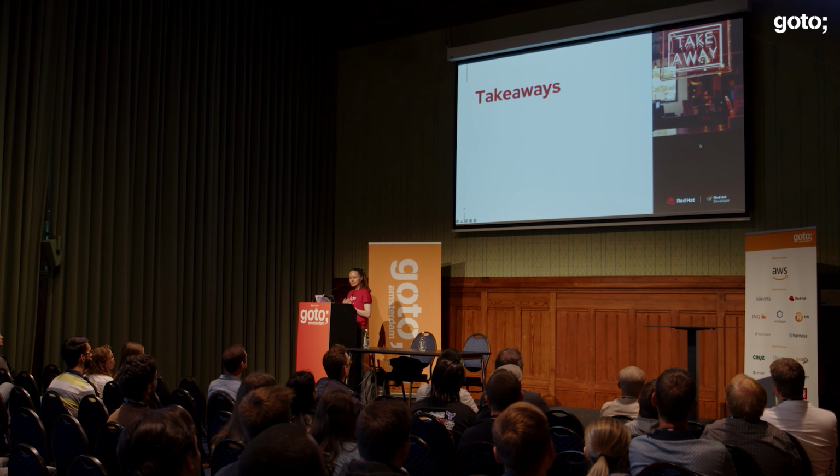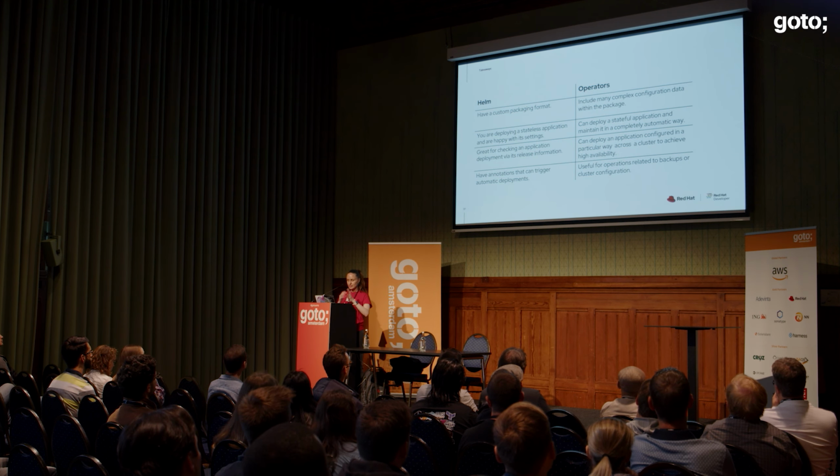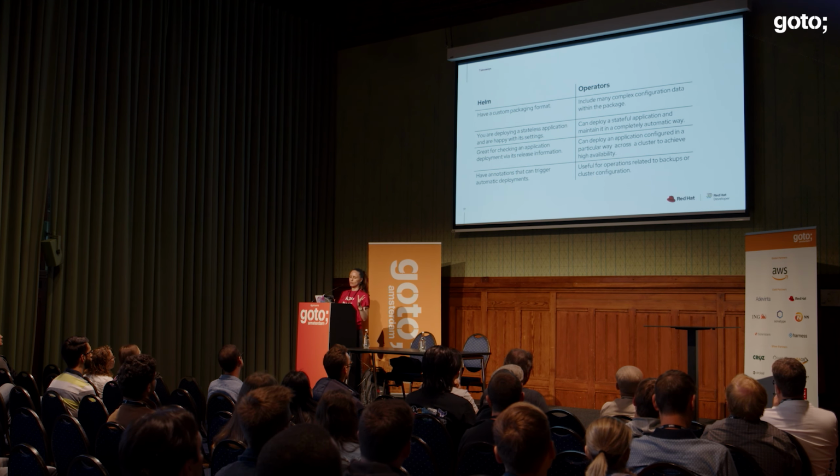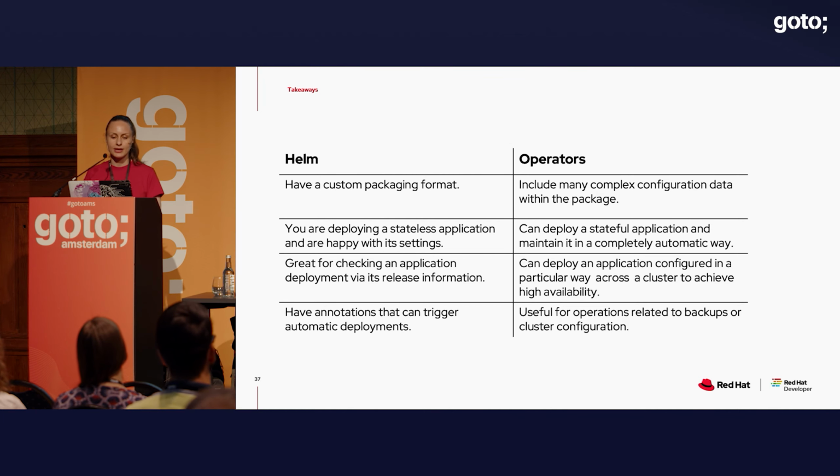Now, some takeaways regarding the two, just to compare from what I showed you. You can see that Helm has a custom packaging format. But operators can include many more complex configuration data with that package. I mean, you see role-based access control, you see a lot of customizations and CRDs over there. And one important fact is that by default with Helm, Helm charts for CRDs, for custom resource definitions, are not necessarily something that's supported out of the box with Helm. So you'd have to pretty much do all the heavy stuff yourself.